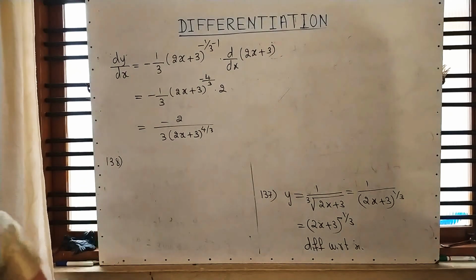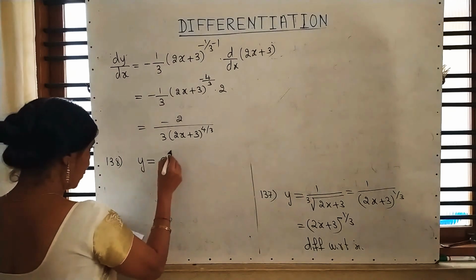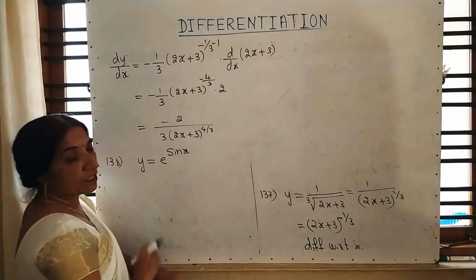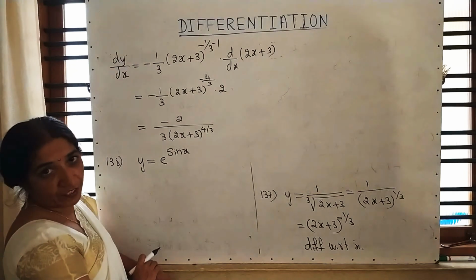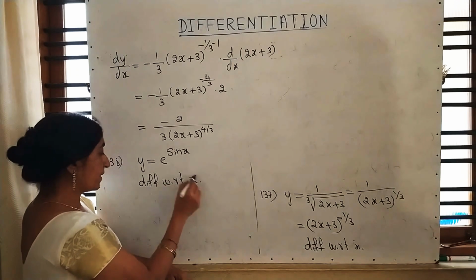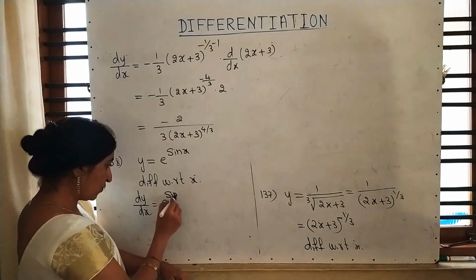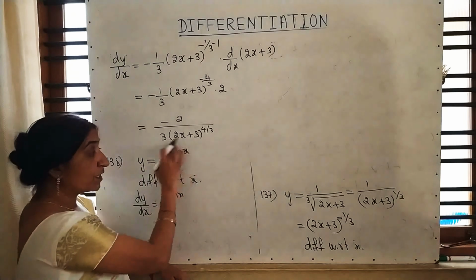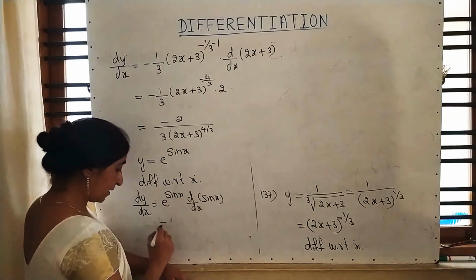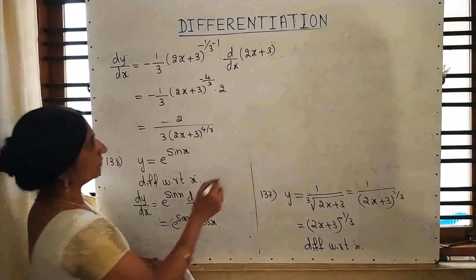Question number 138. y is equal to e raised to sin x. When you see this example, which formula are you remembering? Is it in the form of e raised to x or what? That means, how do you differentiate? We are differentiating by applying e raised to x. So it is e raised to sin x. But you know that the power is not x. That's why differentiation of sin x is cos x. Correct or what?